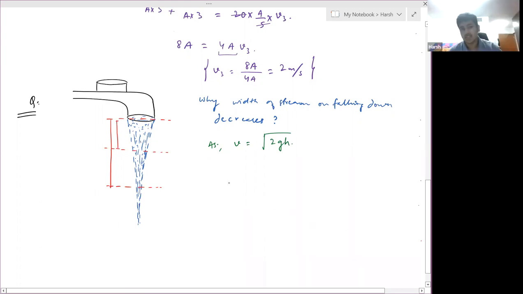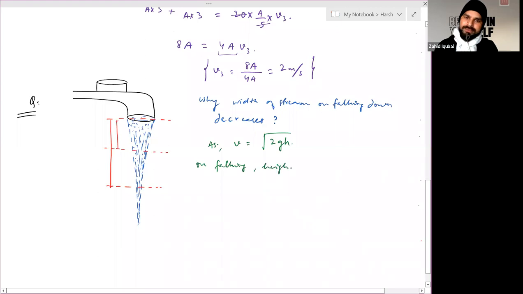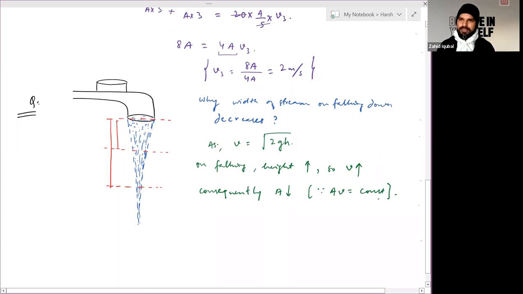Okay. So you'll say on falling, height increases, so velocity increases. Consequently, area decreases since area times velocity will be constant. Therefore, on falling down, the width of the stream decreases. Harsh, is it clear? Yes, sir. Okay.